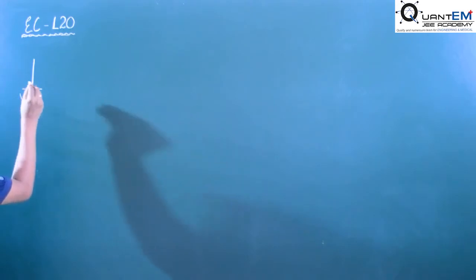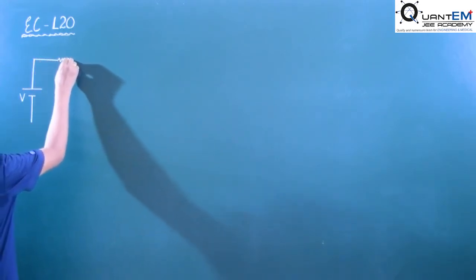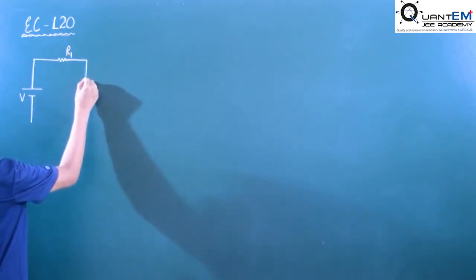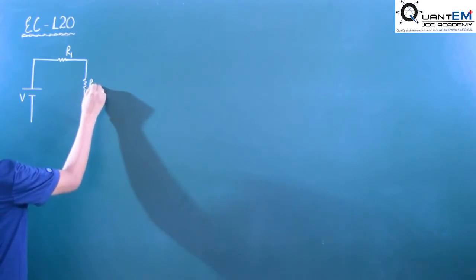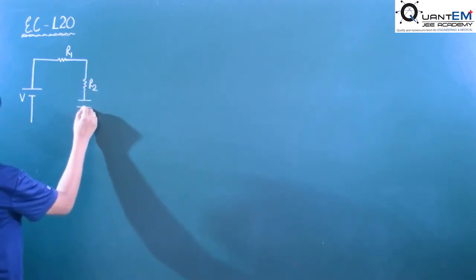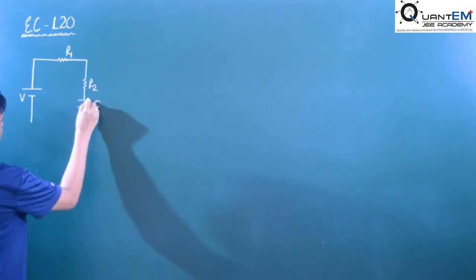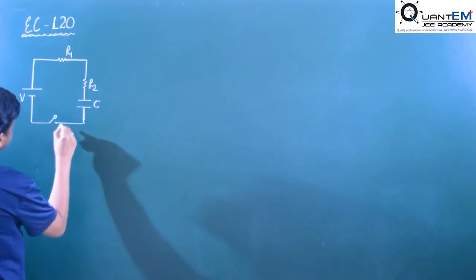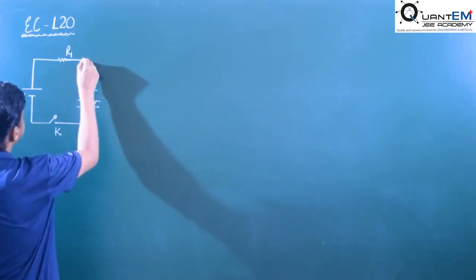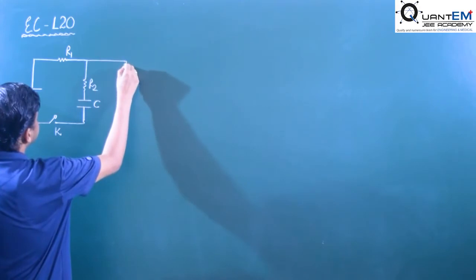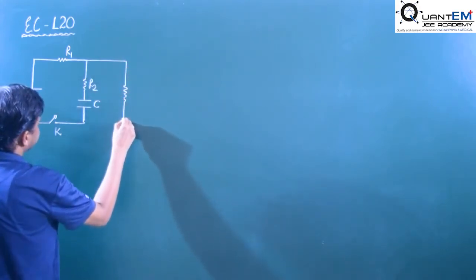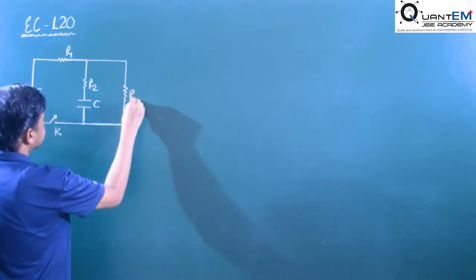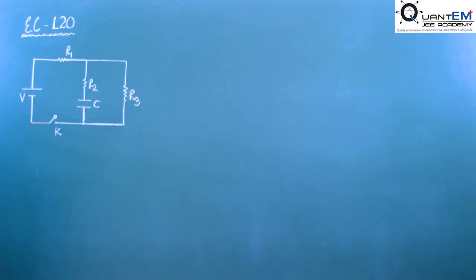This one is a source of potential V, this resistance is R1, one more resistance is R2 here, this one is a capacitor of capacitance C, this one is key, and this resistance we have R3. Okay, this resistance is R3.